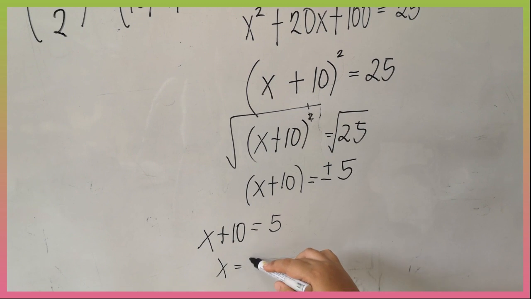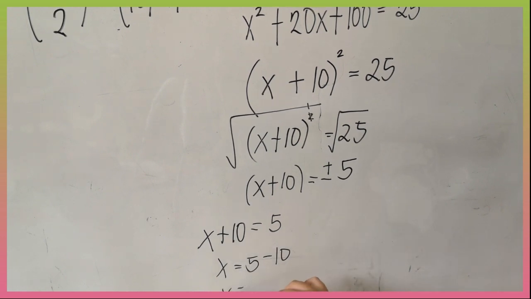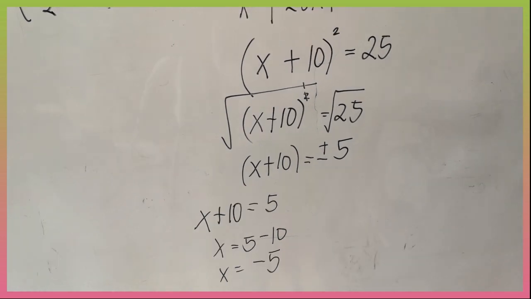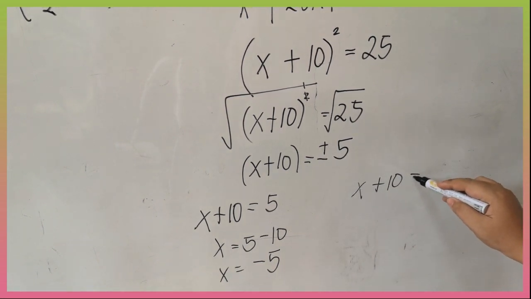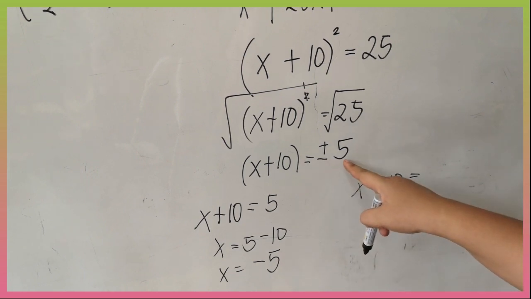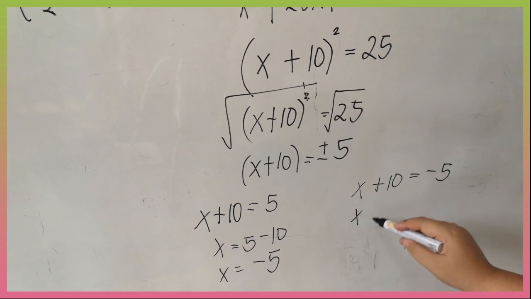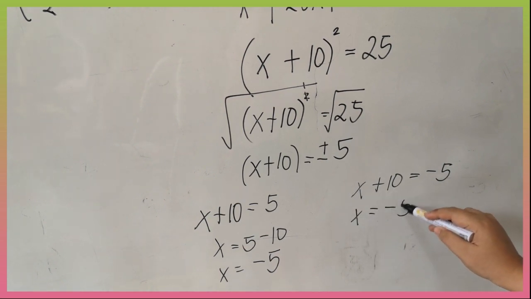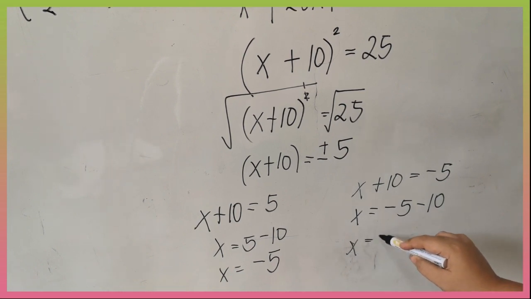X is equal to 5 minus 10. X is equal to negative 5. We will now proceed to the second value of our x. X plus 10 is equal to, we will use now the negative 5. So you have x is equal to negative 5 minus 10. X is equal to negative 15.